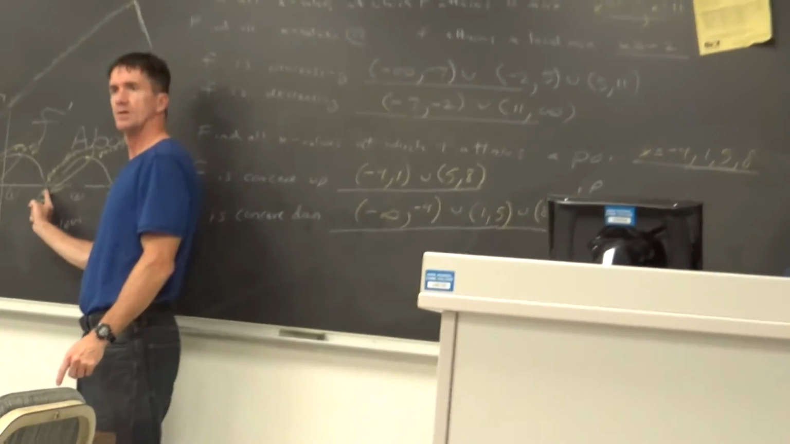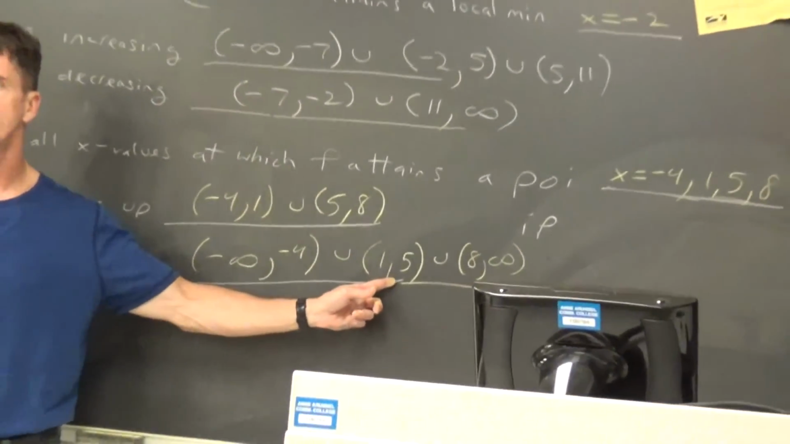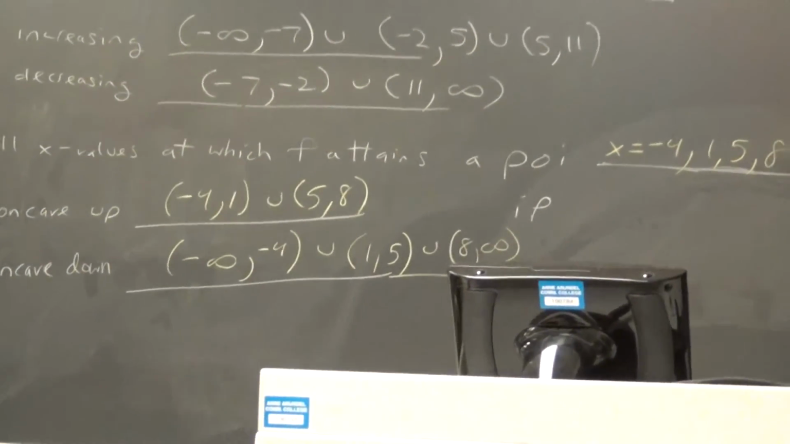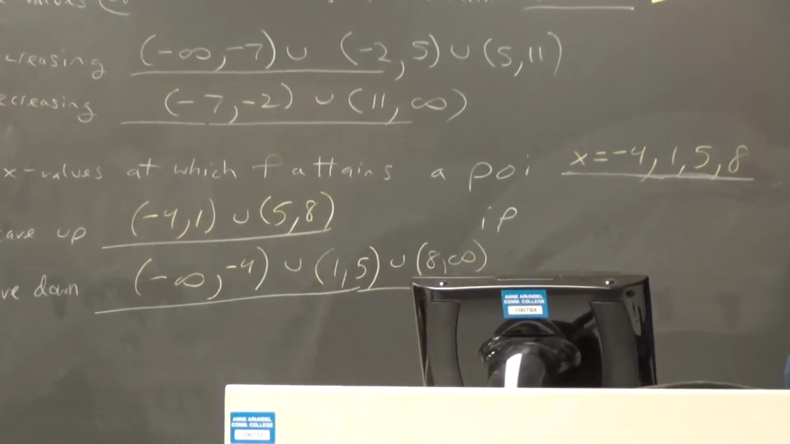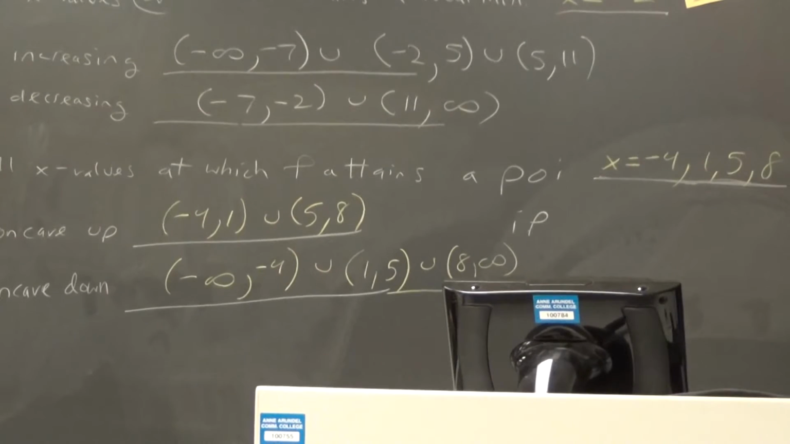Yeah, do you agree? So it went down from 1 to 5. Yeah, from 1 to 5, right? Oh, I didn't see you wrote that, sorry. So right, you are exactly right. So -3 to -4, from 1 to 5, and from 8 to infinity. Right. F is concave down.